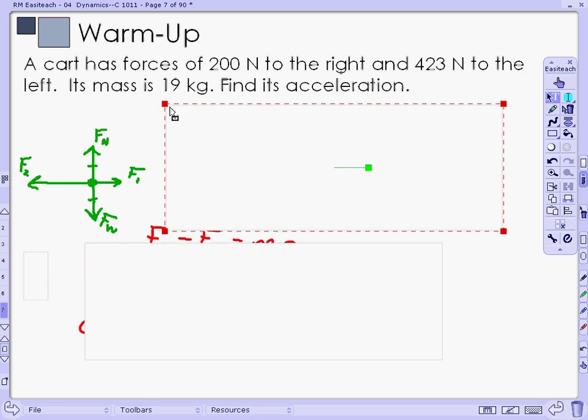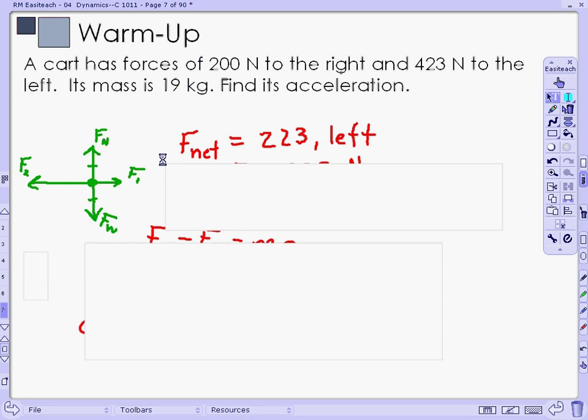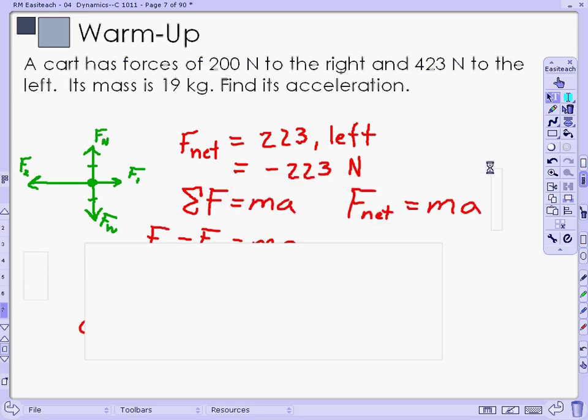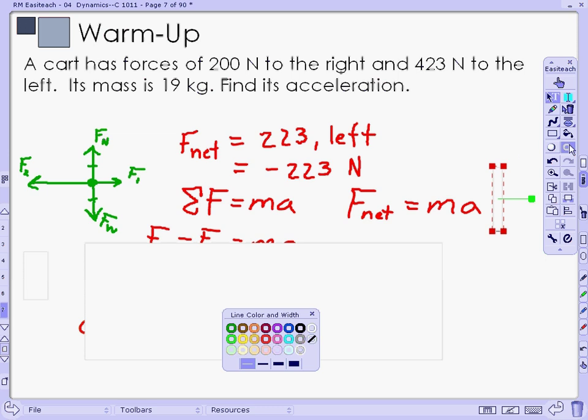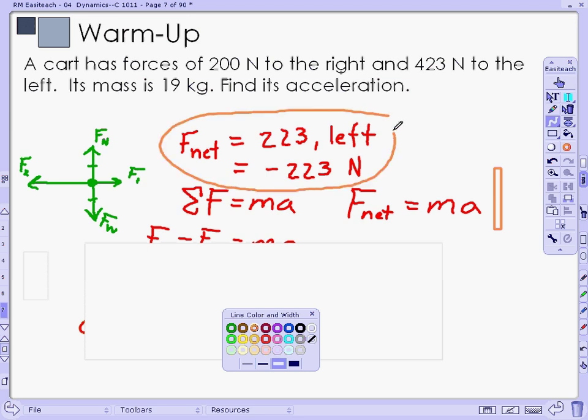Then I write down F equals ma, and since this is the first time I've shown you a problem exactly like this, I'm explicitly saying what the net force is right here. Again, it's the first time I've shown you this, so I'm explicitly saying, okay, the net force is 223 newtons to the left. You'll probably skip that step in the future.